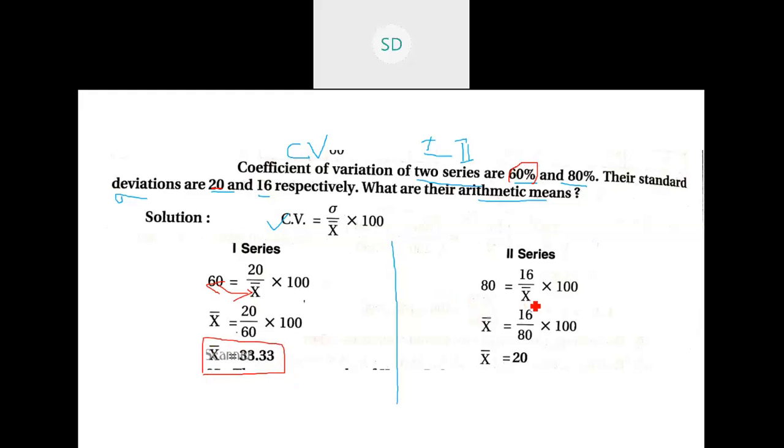Similarly, for the second series, 80 is the CV of series 2, so I take 80 as it is. Then 16, that is the standard deviation, is considered, divided by x bar, the arithmetic mean I do not know, into 100. Again I interchange the places here. So x bar is equal to 16 by 80 into 100. X bar is equal to 20. So x bar for series 2 is 20 and for series 1 is 33.33.